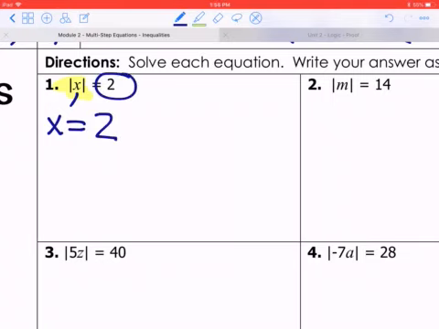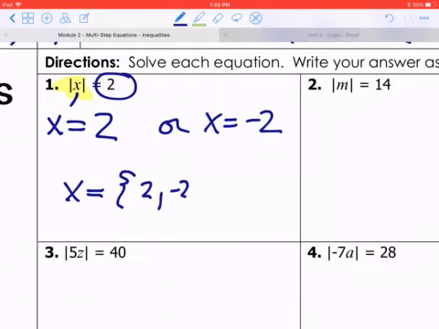So x can be positive 2, or x can be negative 2. See how I did that? Now this one's pretty easy because once we solve, well, I've already solved. There's nothing else to do. So now I'm going to write my answer. That means x can be, and I'm going to use brackets, either 2 or negative 2. And that would be my answer. So we start off very basic, okay?